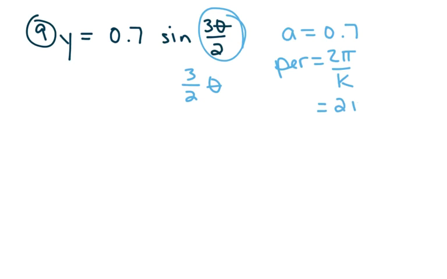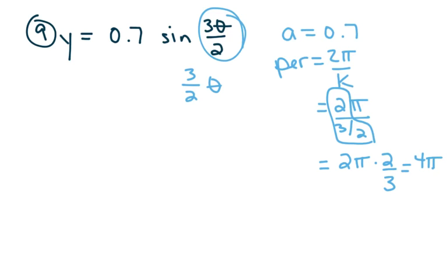So the period is 2 pi over 3/2. 3/2 is 1.5, so if you want to do 2 divided by 1.5 and then hit math, enter, that's fine. Using basic mathematics, we would simplify this by multiplying by the reciprocal of the denominator, in which case we would get 4 pi over 3. Either way, you should get 4 pi over 3.